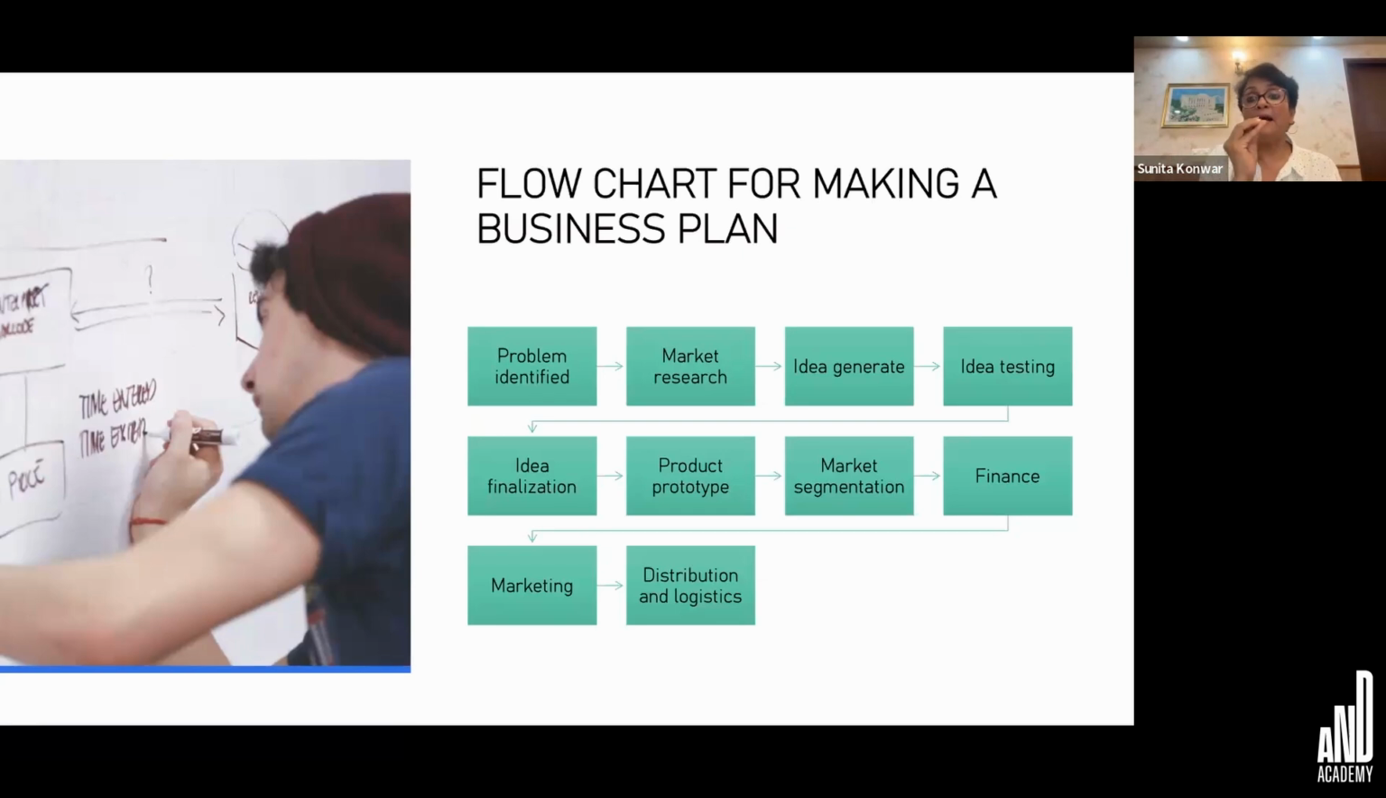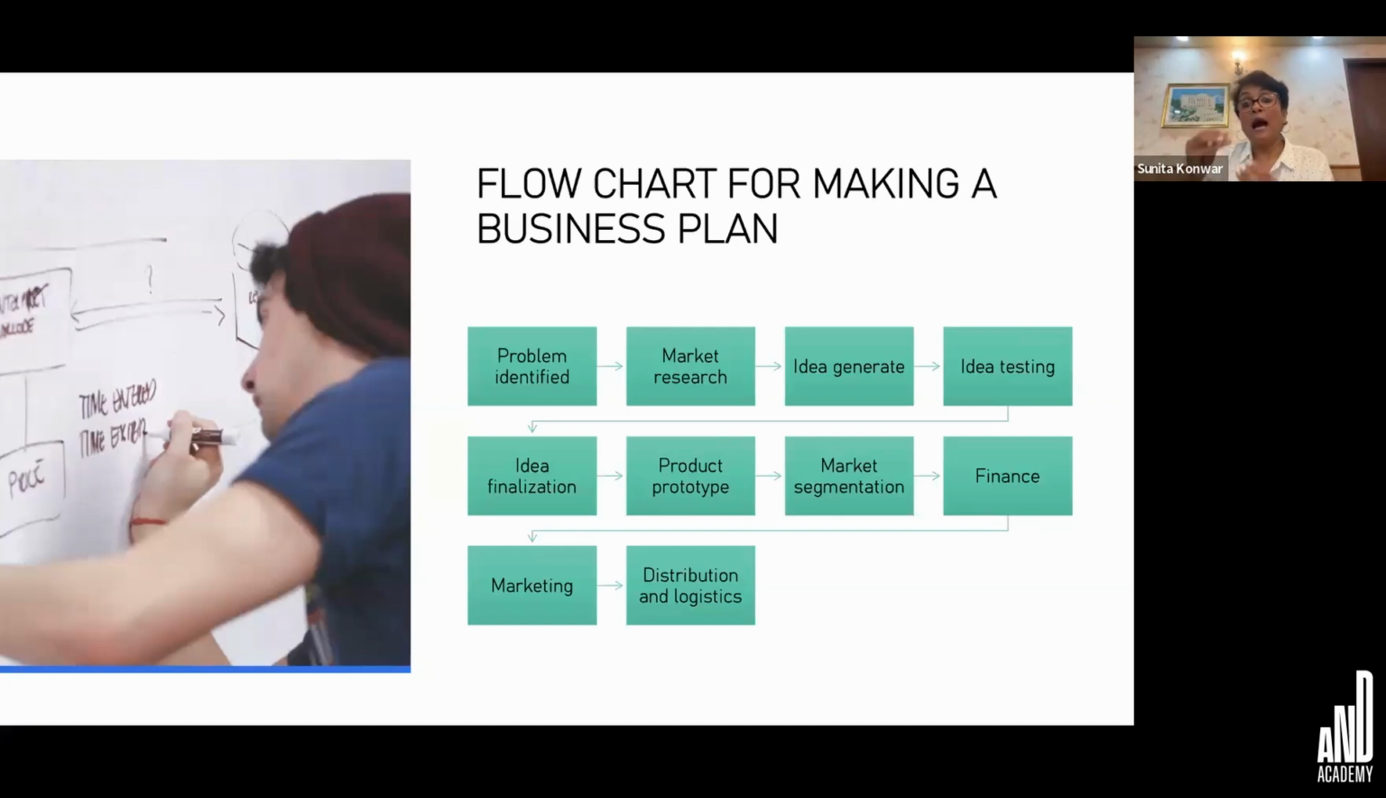Now, after the market research is done, then your idea gets firmed up. So idea is generated. After the idea is generated, you need to test that idea. Making a prototype may not necessarily be actually making a prototype, but it can be a digital prototype that you are making and testing. Are people accepting it or not? After that test, your idea is finalized. Once your idea is finalized, then you go and make your actual prototype.